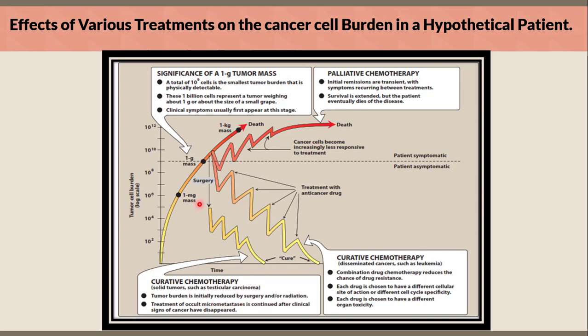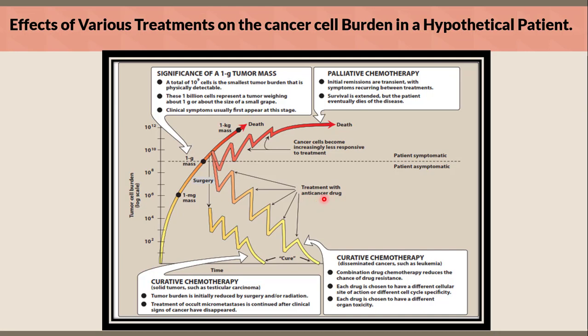As you can see, the tumor is reduced below the 1 milligram mass, followed by the treatment of occult micrometastases, or secret micrometastases, continued after clinical signs of cancer have disappeared. When it comes to disseminated cancers such as leukemia, curative chemotherapy is done by applying chemotherapy protocols. The combination drug chemotherapy reduces the chance of drug resistance, and each drug is chosen to have a different cellular site of action or different cell cycle specificity. Each drug is also chosen to have different organ toxicity.